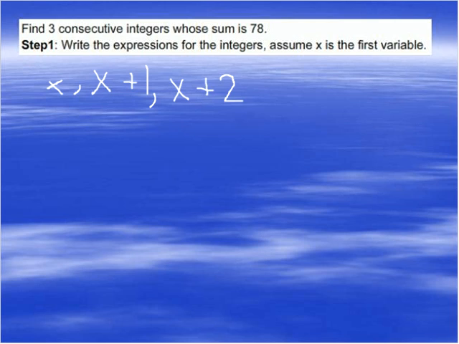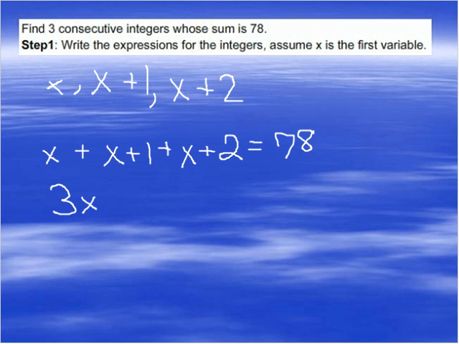Okay. So now we need to actually write an equation to represent this. So if it's sum, that means we're adding our 3 integers together. And we're going to set it equal to our 78. Let's combine like terms, so x plus x plus x is 3x. 1 plus 2 is 3.